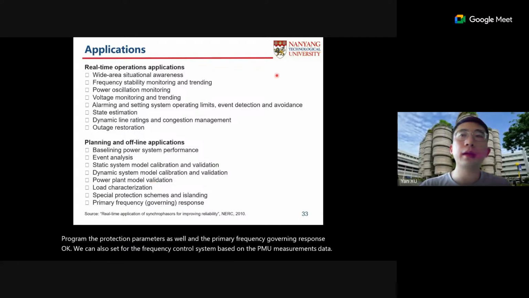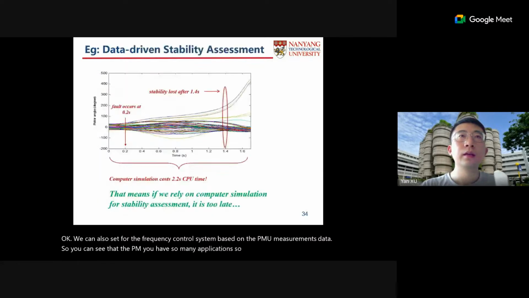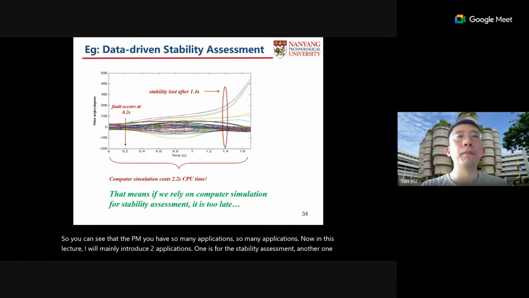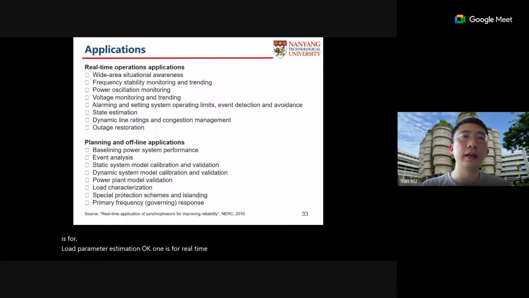So you can see that the PMU has so many applications. Now, in this lecture, I will mainly introduce two applications. One is for the stability assessment. Another one is for load parameter estimation. Okay, one is for real-time application, one is for offline application.